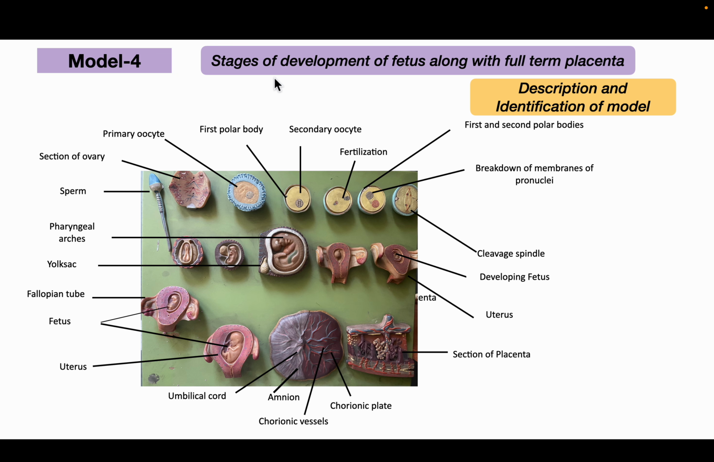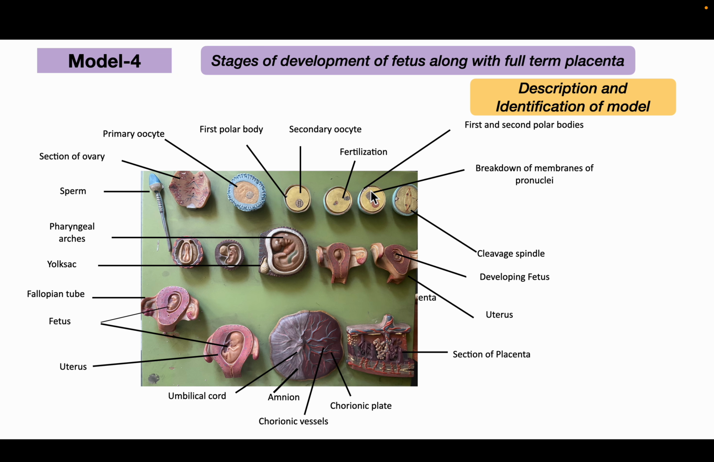Now model 4 is showing the stages of the development of the fetus along with full term placenta. It is showing the sperm, it is showing the section of the ovary, it is showing the primary oocyte, it is showing the secondary oocyte with first polar body, then the fertilization is shown, then breakdown of the membrane of the pronuclei, that is shown.